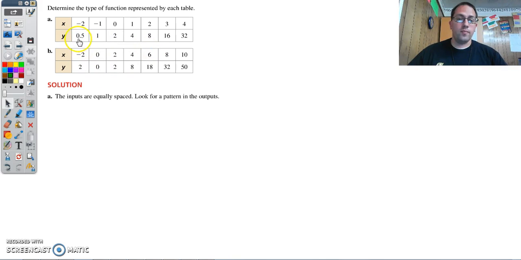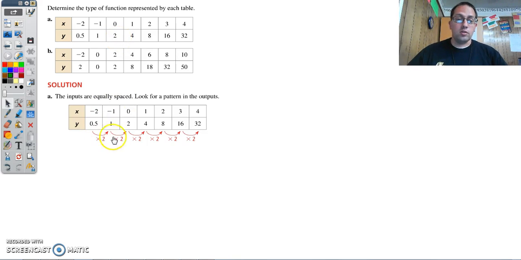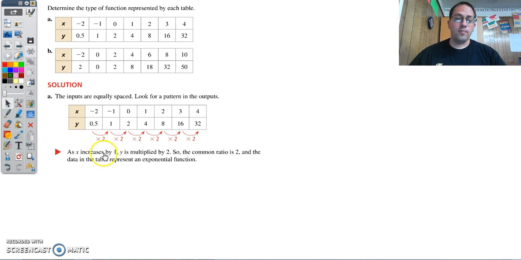All right. And looking at this, 1 to 2, 2 to 4, 4 to 8, we can see pretty quickly that these are all being doubled. All right. So we're multiplying by 2 each time to get to the next number. So we've got a pattern here. And since it's multiplying, what we have is a common ratio. All right. Common ratio of 2.